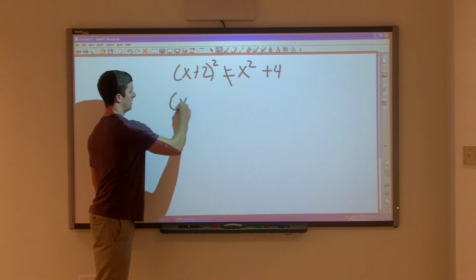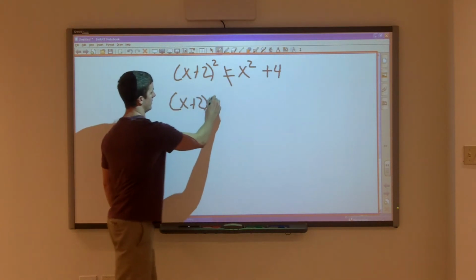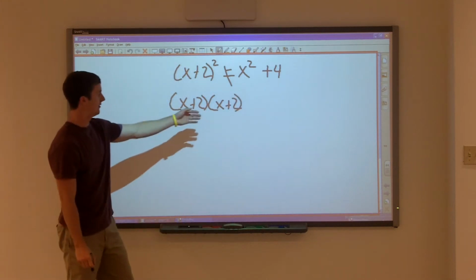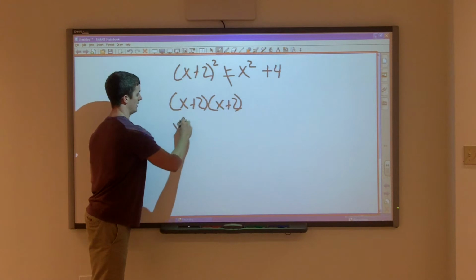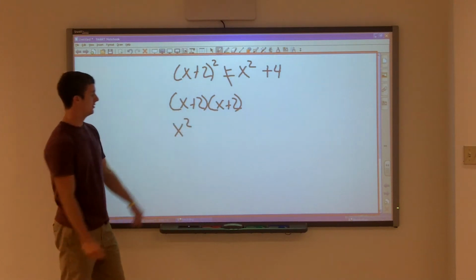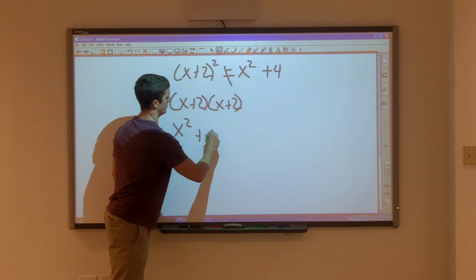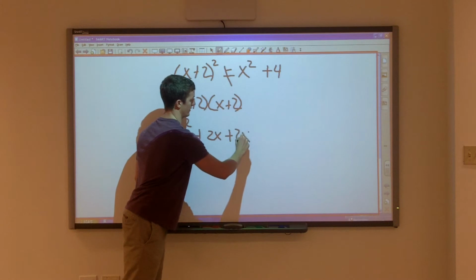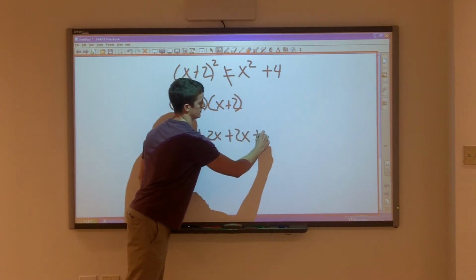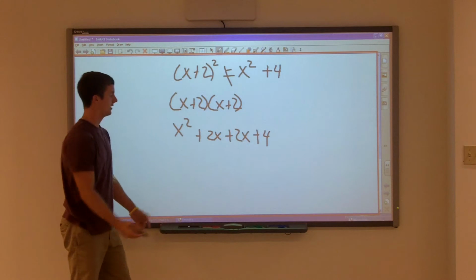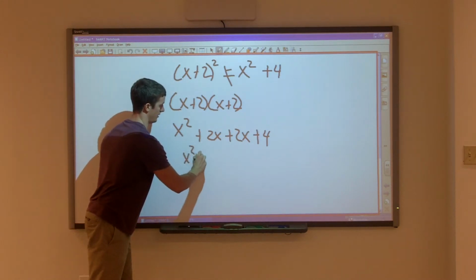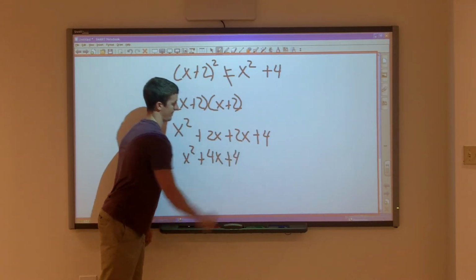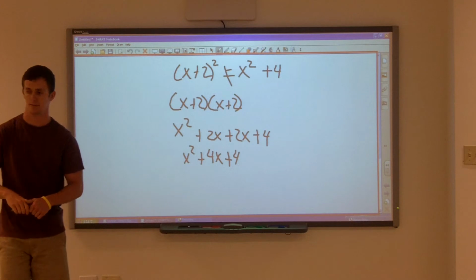We can have x plus 2 quantity times x plus 2. When we FOIL these together, we'll have x times x, so x squared, x times 2, which is 2x, 2 times x, which is another 2x, plus 2 times 2, 4. So our final answer would be x squared plus 4x plus 4. So again, a simple problem.